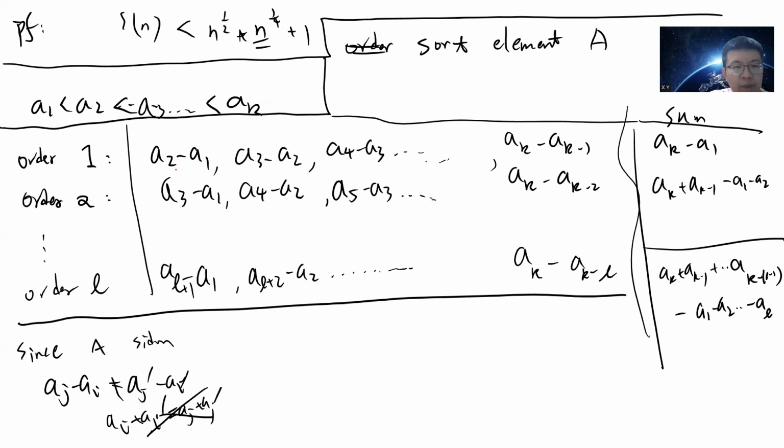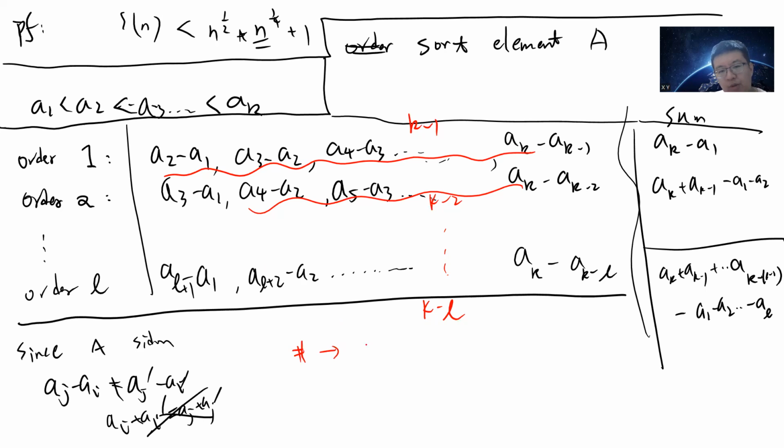So there are k minus 1 elements here, and then there are k minus 2 elements here, and then there are k minus L elements here. Okay, so the total number of elements in this table will be k minus 1 plus k minus 2 up to k minus L. Okay, right? Because you just count how many numbers you have.